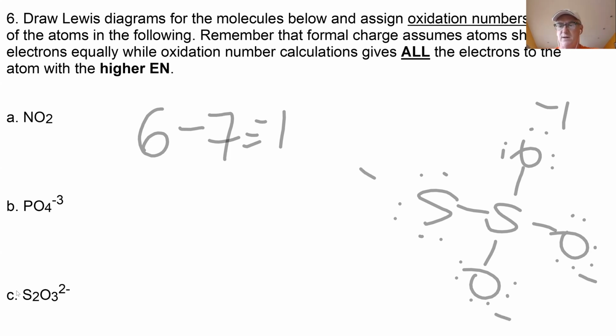And the sulfur in the middle, how many valence electrons should it have? It should also have 6. And how many does it have? It has 4, right? 1, 2, 3, 4. So it'll be +2. So how do we reduce the total charges?